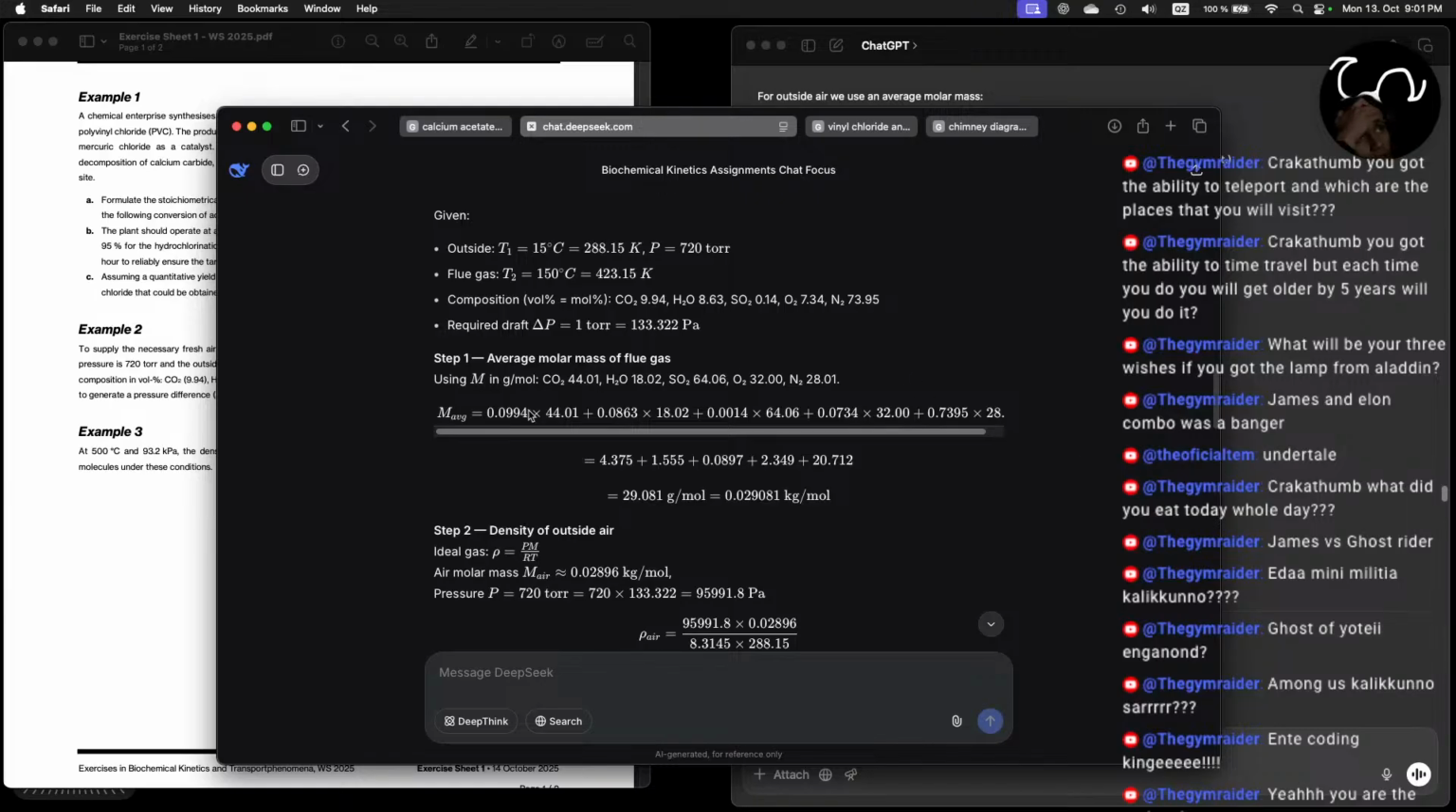Average molar mass of flue gas. How do you calculate the average molar mass? 0.994? What? Oh, molar mass into, okay. So that's how you get grams per mole, molar mass.